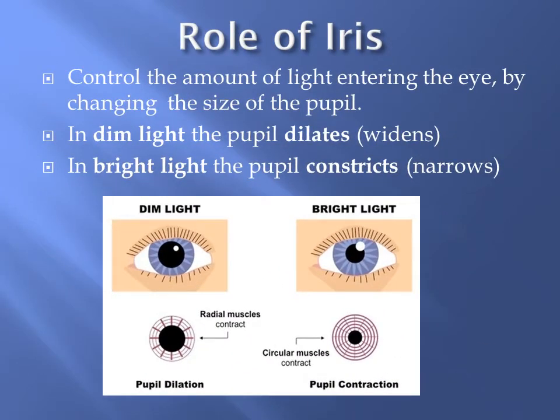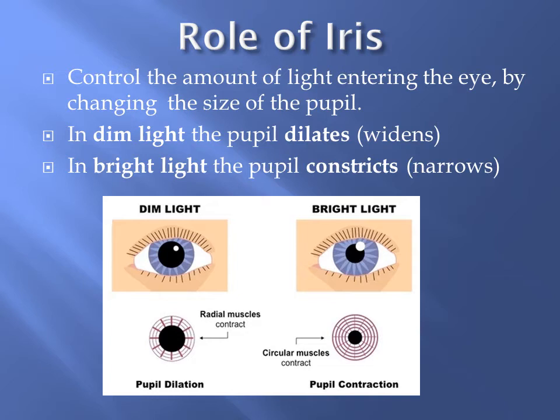Let's see the role of the iris. The main function of the iris is to control the amount of light entering the eye by changing the size of the pupil. The iris contains two types of muscle. Circular muscles form a ring shape in the iris, and the radial muscles are like the spokes of a wheel.